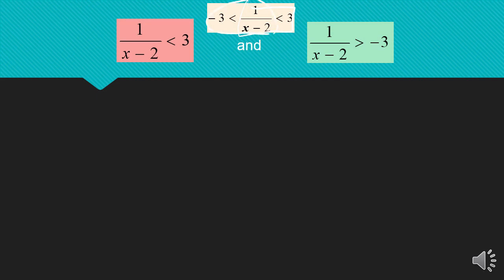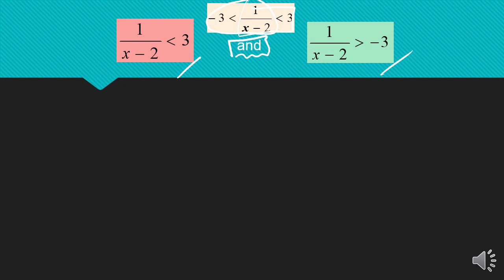Okay, so the first part will be on the right side, 1 over x minus 2 less than 3. Another one will be 1 over x minus 2 more than negative 3. So if we take it directly, it will be negative 3 less than 1 over x minus 2. So we have this notation n. Why n? Because it must satisfy both of these solutions. So we have to find the intersection between these two inequality. So solve for one side.